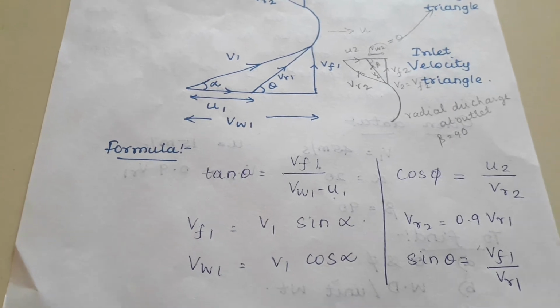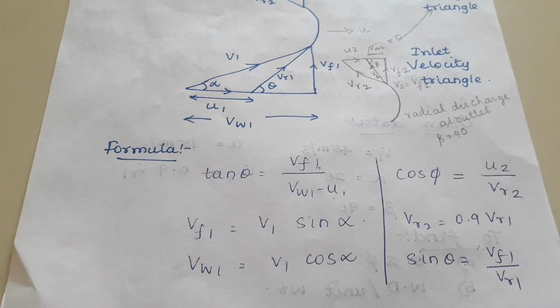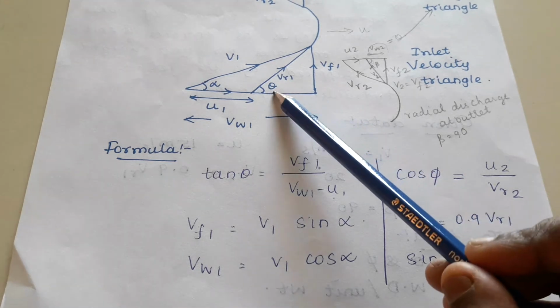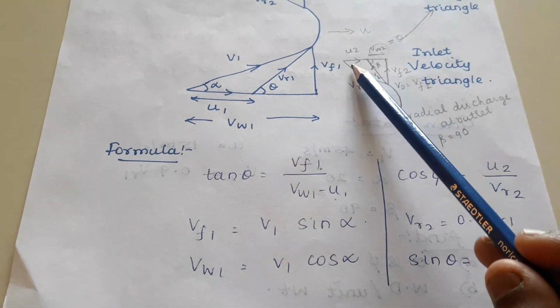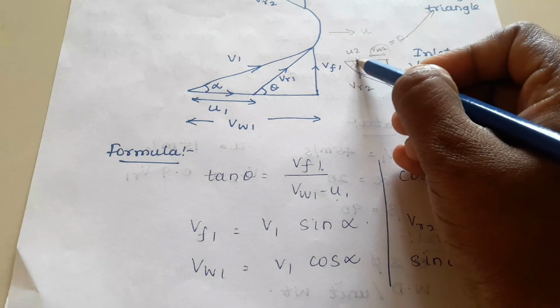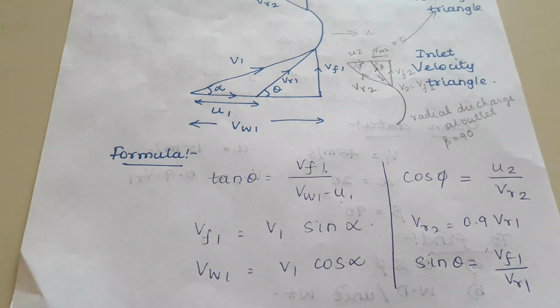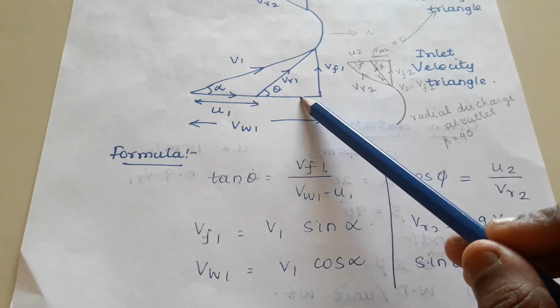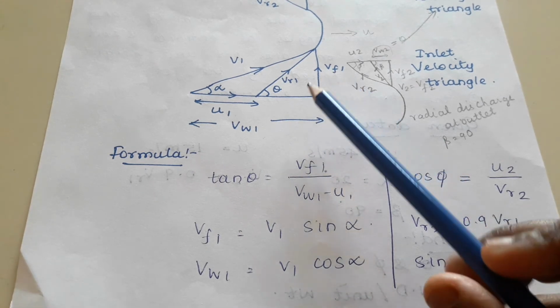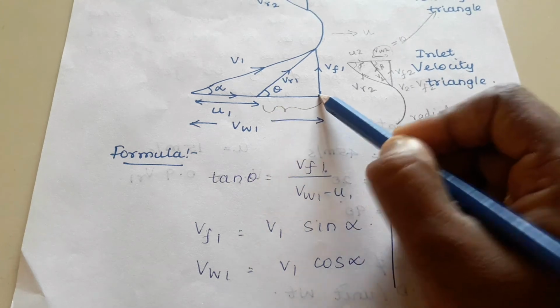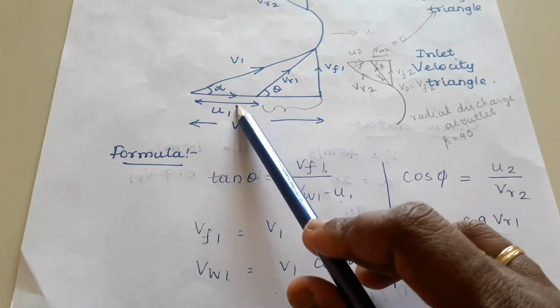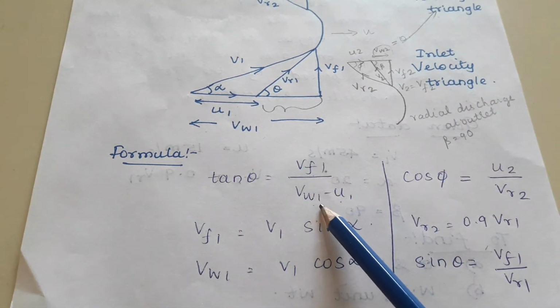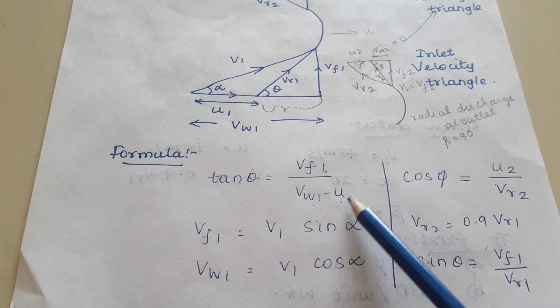What are the formulas? You have to find the vane angles at inlet and outlet. Inlet angle is theta, outlet angle is phi. So inlet and outlet angles you have to find out. So here tan theta is equal to opposite side by adjacent side. So vf1 divided by this portion. What is this portion? vw1 minus u1. So vf1 divided by vw1 minus u1, it's written.